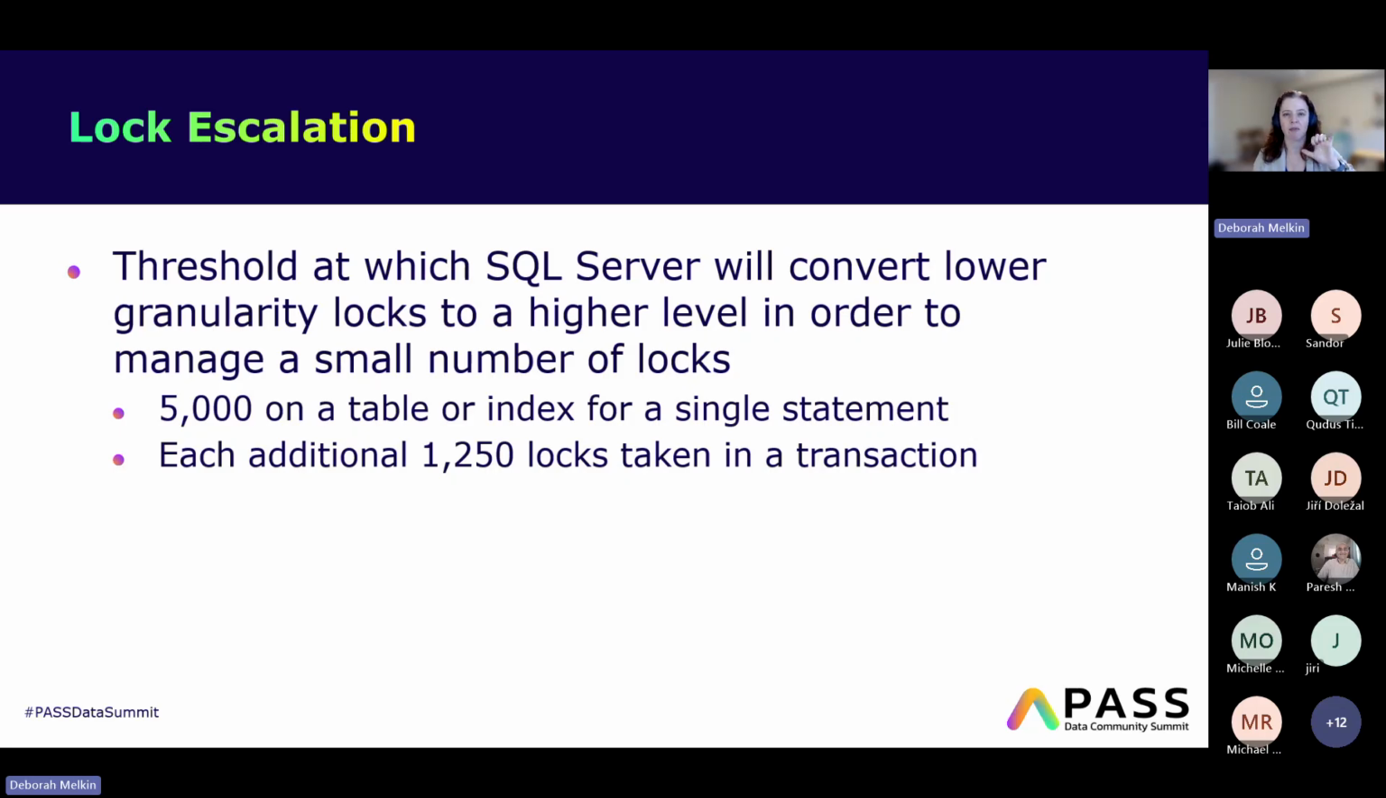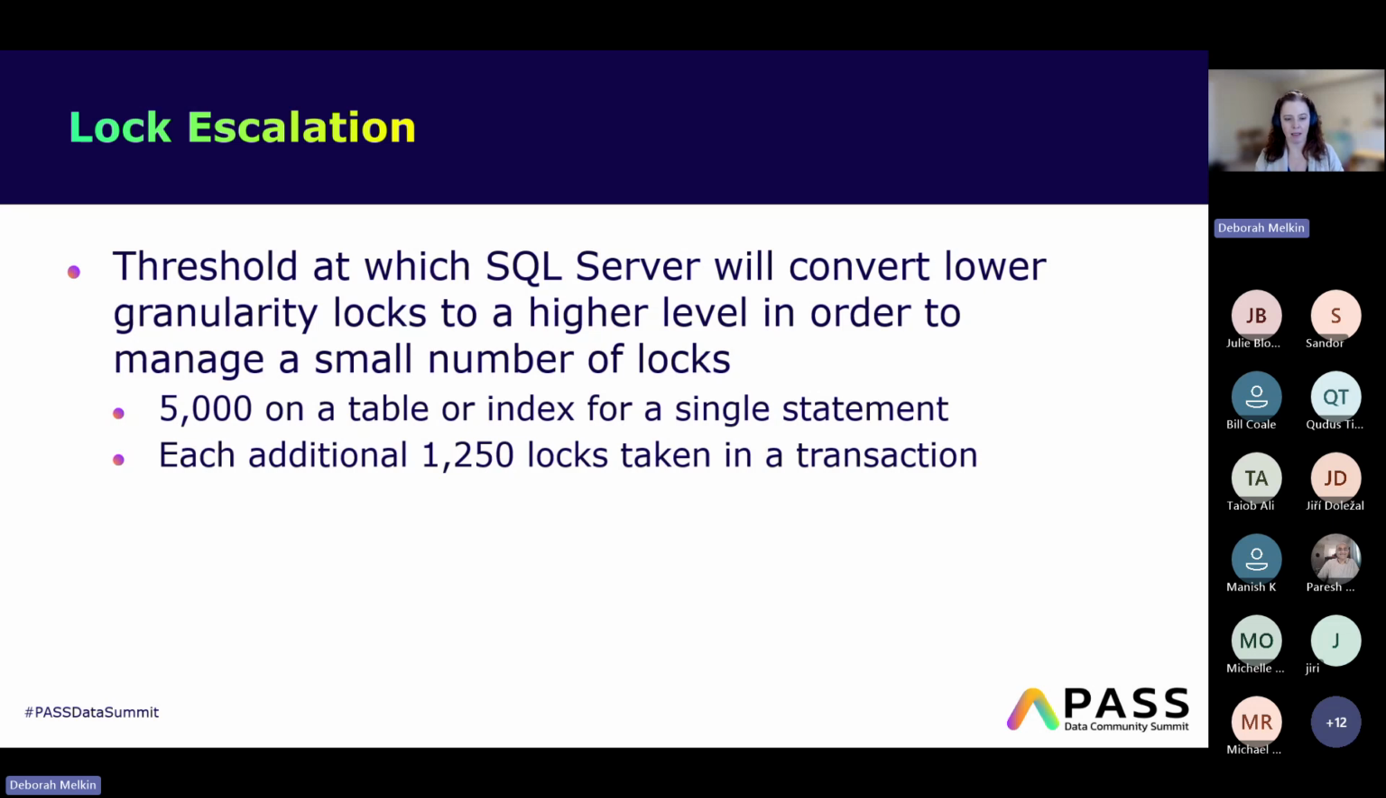And these numbers are the number of locks, not the number of rows, because you may have more than one lock taken out per row of data that you're using. It's a little confusing. Bob Ward has a lot of demonstrations around optimized locking, and definitely spend time looking at those. But in some of those, we can see the lock escalation at 2,500 rows, not even close to this 5,000 locks that we're seeing here. So just so you understand that there is a difference. So the threshold at which SQL Server will convert lower granularity locks is 5,000 on a table or index for a single statement.